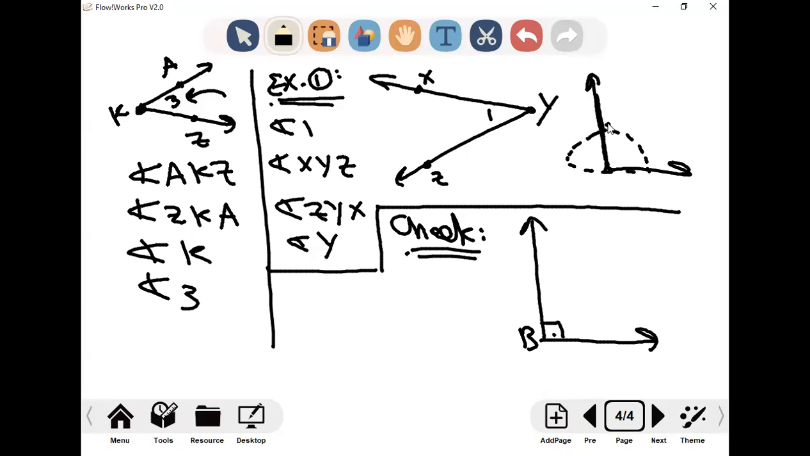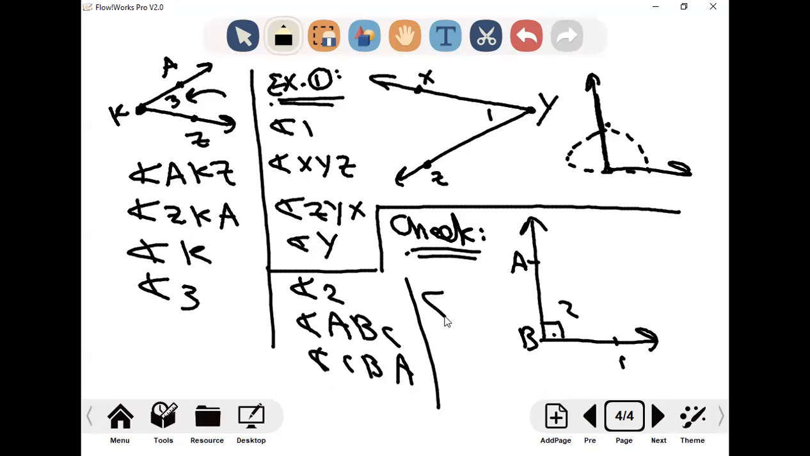Now let's name this angle. We have letters here: C, A, and here you have B. Amir, what are the names? Give me the first name. Angle 2, angle ABC, angle CBA, and I can say angle B alone. ABC, CBA, angle B, and angle 2. No, we cannot.